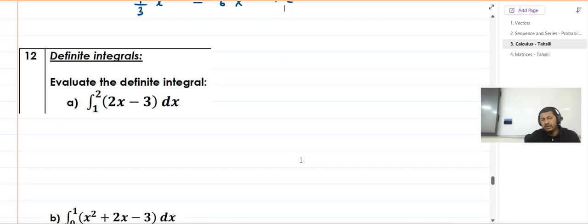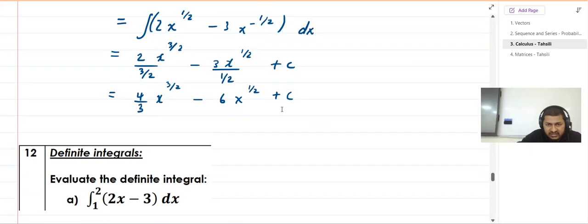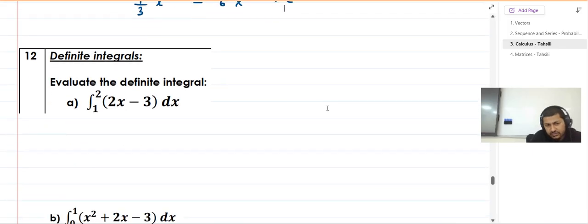Now what happens when we evaluate the definite integral? We don't put a plus c, okay? There's no constants at the end. So if there's no constants, what do we do? Example, integral of a to b of f of x dx.